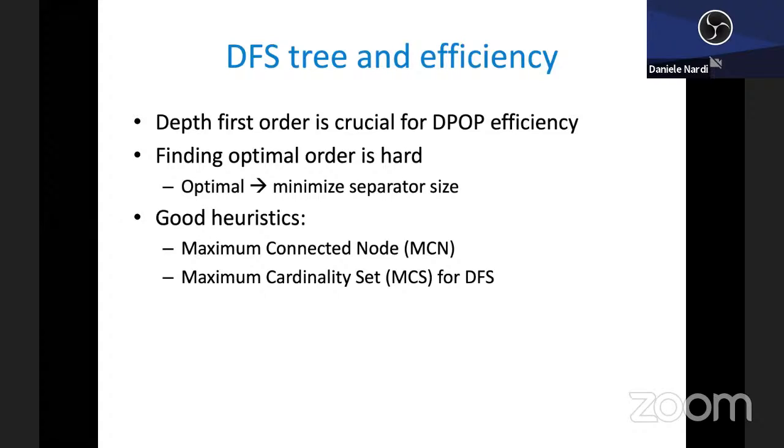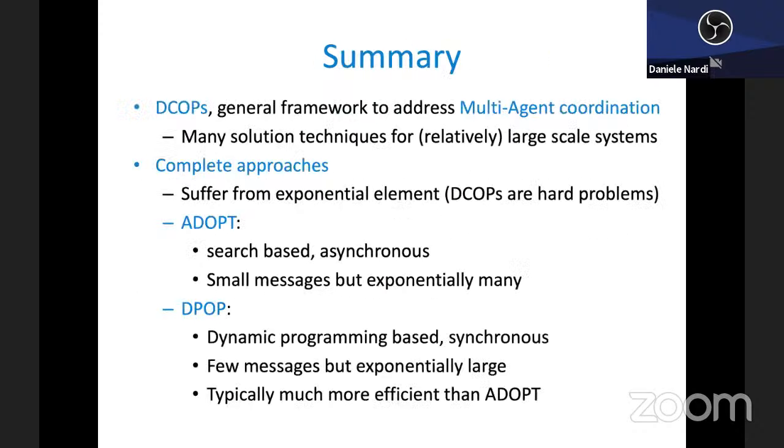So different DFS trees can provide different solutions in terms of efficiency, but finding the optimal DFS tree, or better, finding the optimal pseudo-tree, can be NP-hard, therefore an approximate solution is in order.